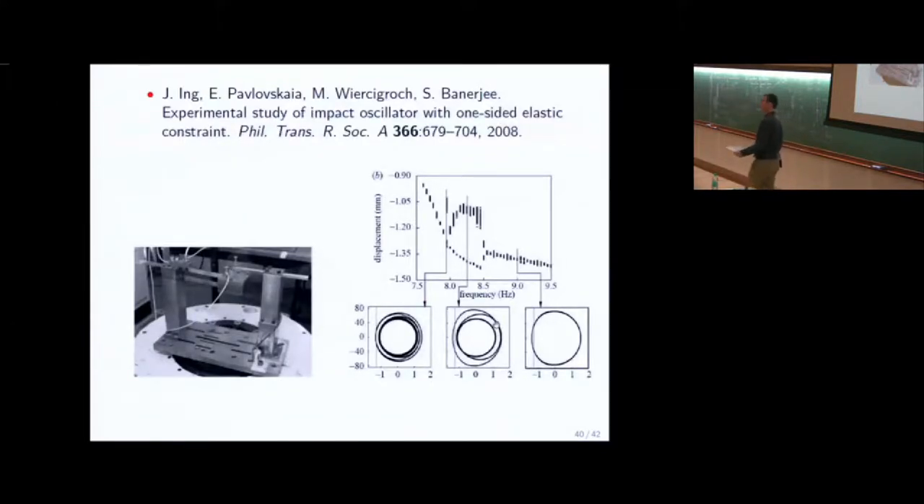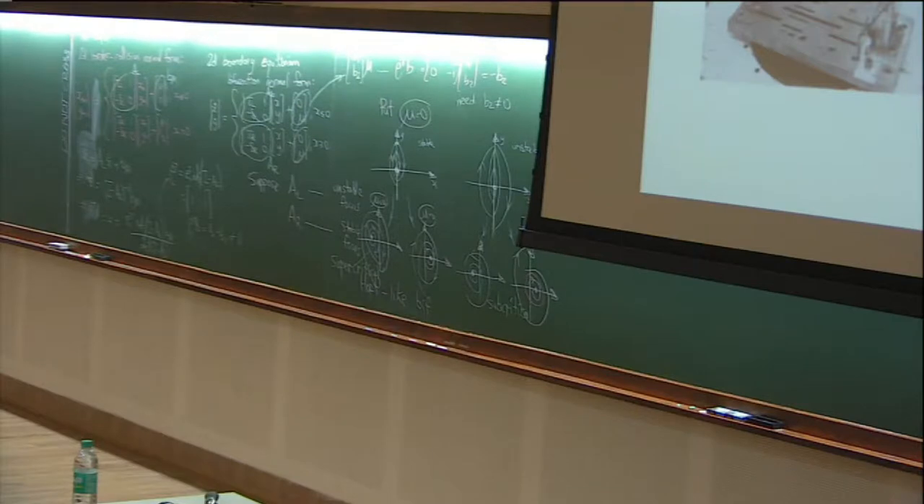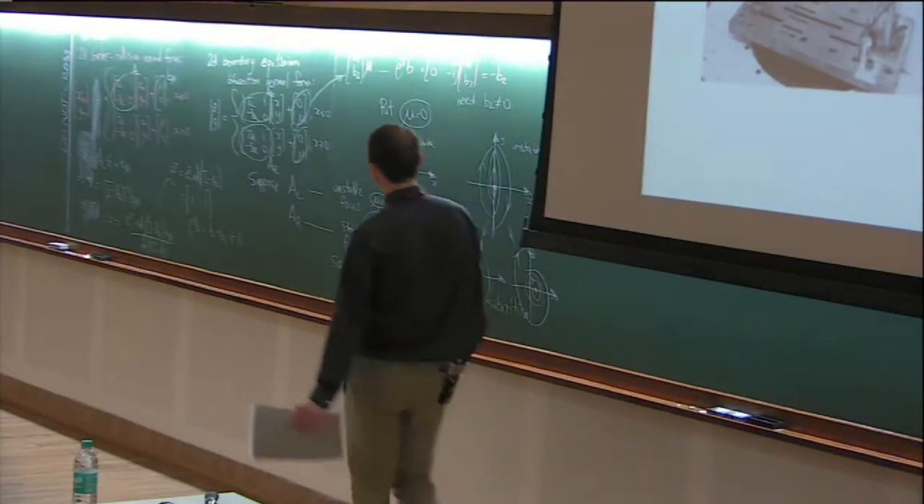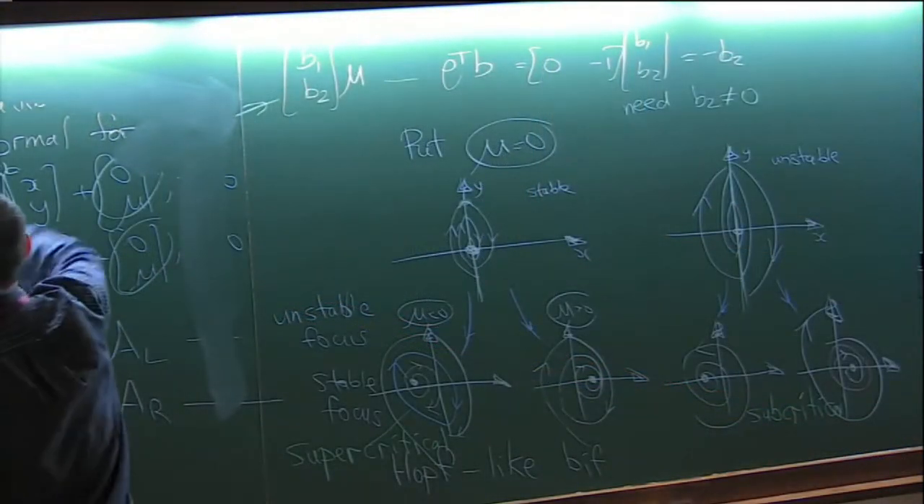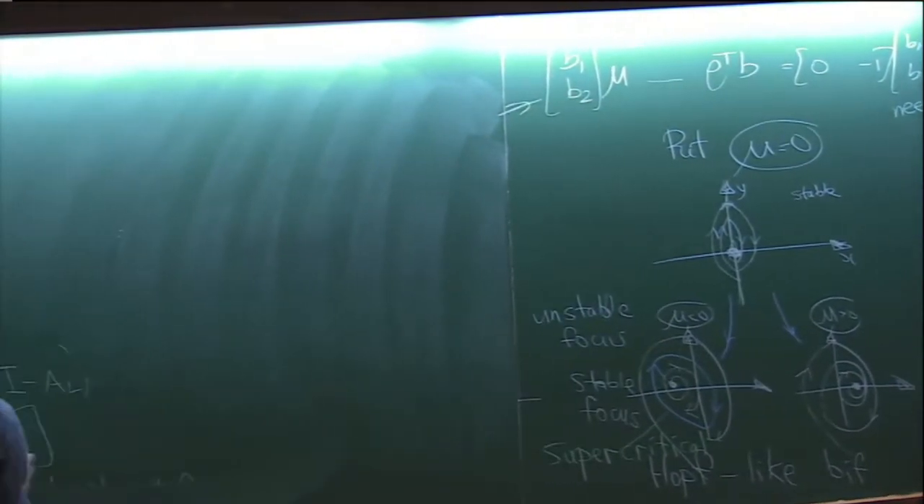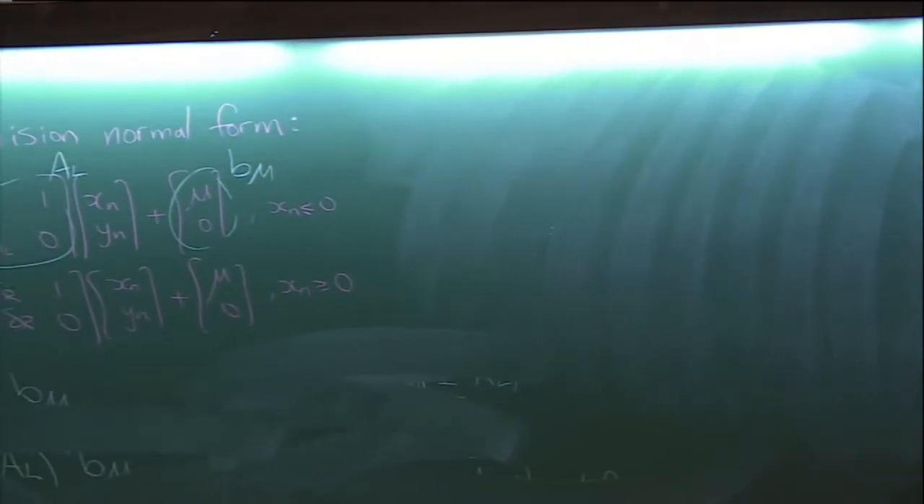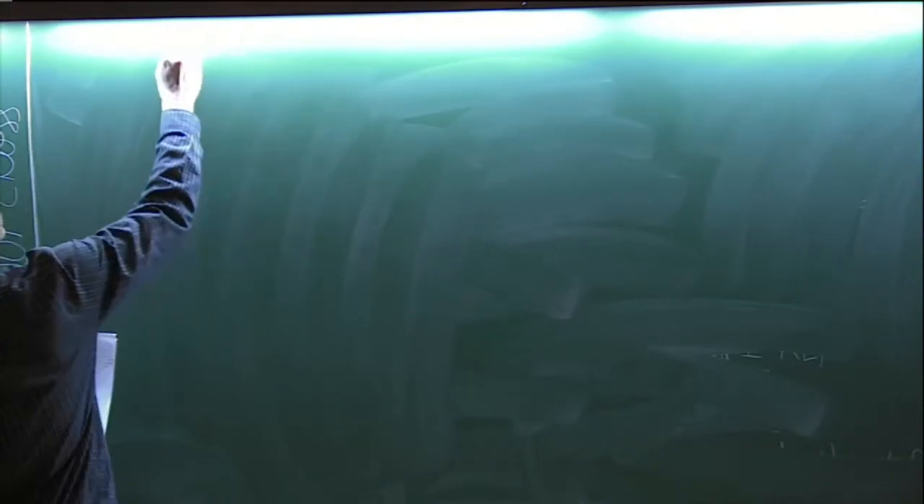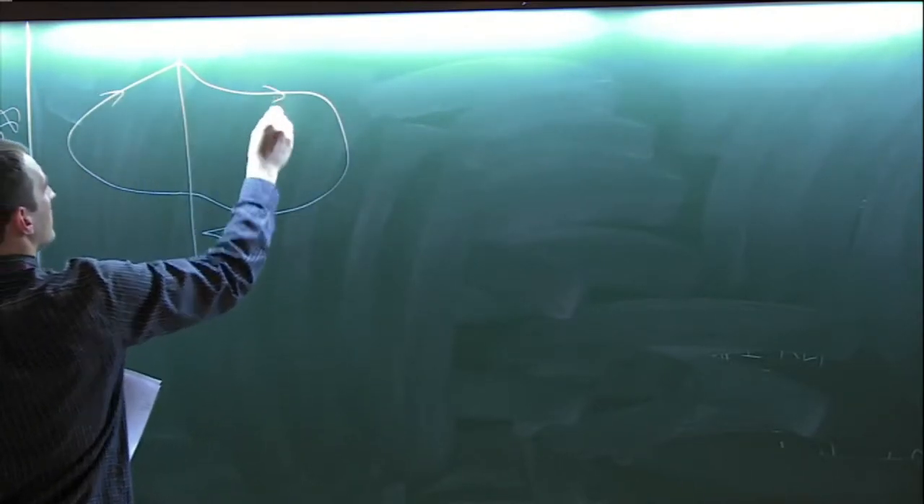Okay, so that's enough about bifurcations of equilibria. I want to discuss bifurcations of limit cycles. If we have a limit cycle in our piecewise smooth system, with a switching manifold sigma, and we've got some limit cycle, let's suppose we want to understand the stability of the limit cycle.